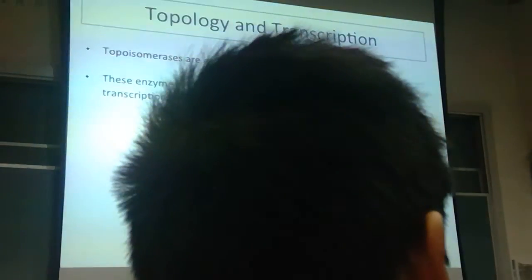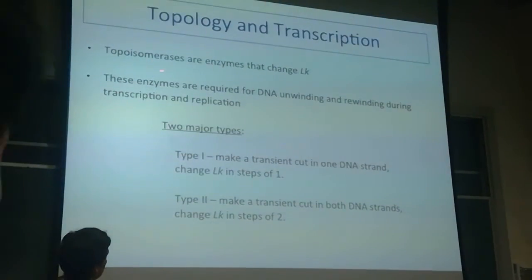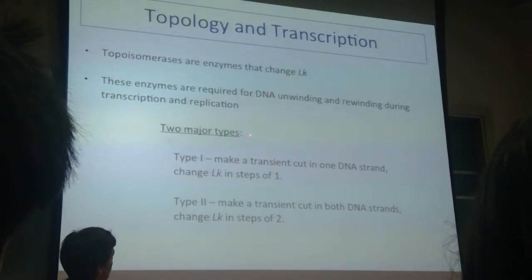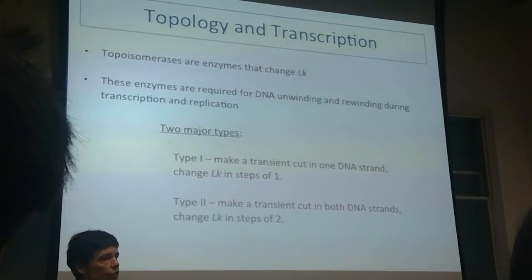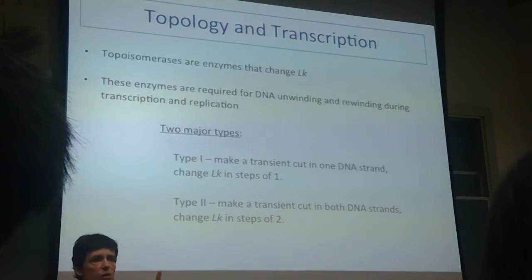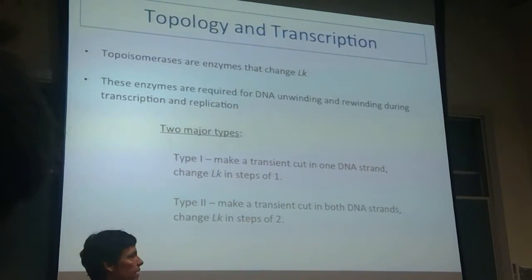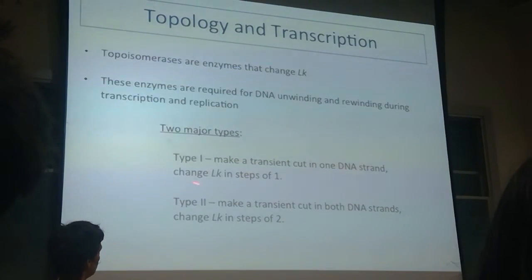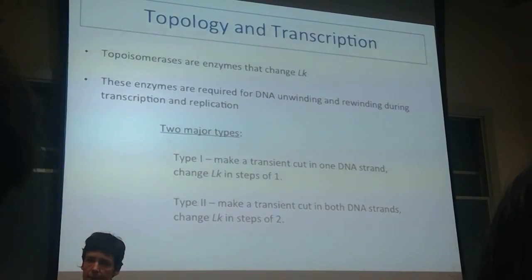It's also controlled by enzymes, and these enzymes are really important. They're called topoisomerases. The topoisomerases are enzymes that change the linking number. There are two major types. Type 1 will cut one strand of DNA, so they change the linking number in steps of 1. In order to change the linking number, the only way is to cut the DNA, and then we seal it afterward. If not, you have no linking number. Topo 2 makes two breaks in the DNA, so they relax two steps, okay?